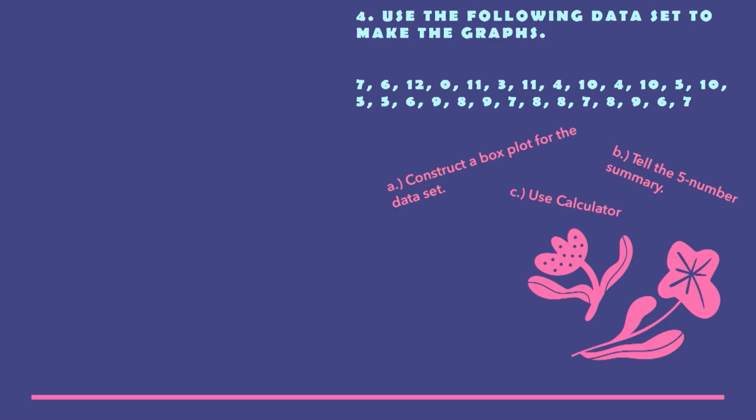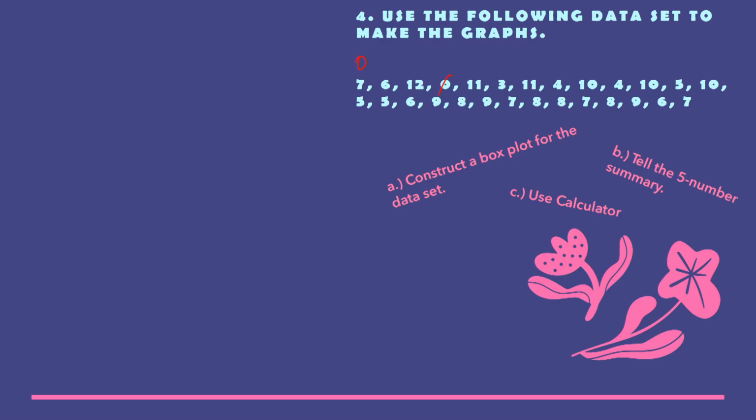It says use the following data sets to make the graph. Construct a box plot for the data set, use your calculator, and tell the 5-number summary. So here we go. Let's see what we've got. First, we're going to put it in numerical order. So I've got 0. We have any more zeros?